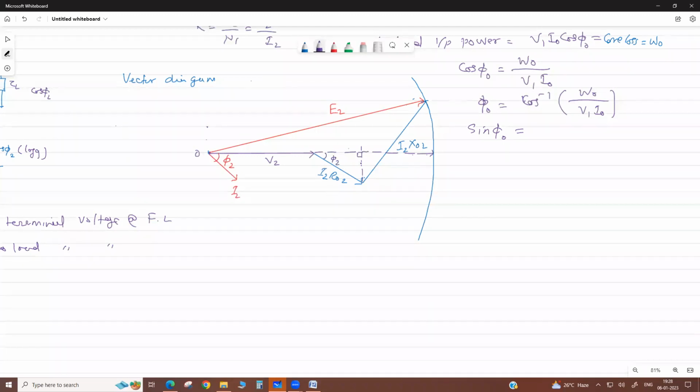Now, my dear, here we are doing something. What is this length? This is V2, na? And this, you take the vertical component, so it comes I2 R02 cos phi 2. Okay, dear?